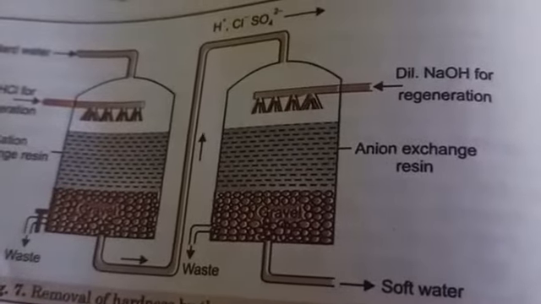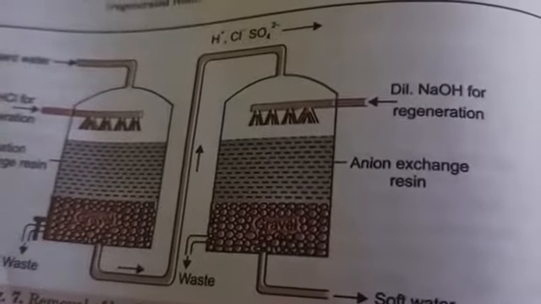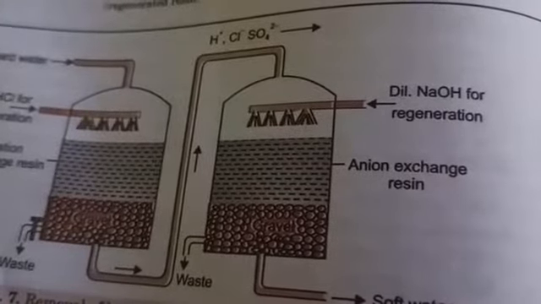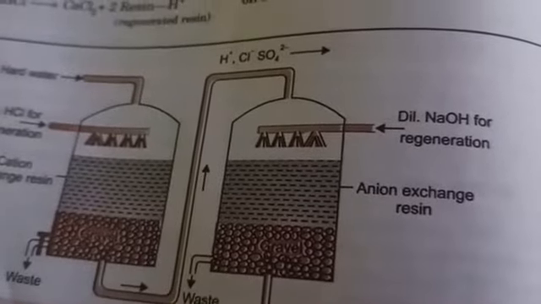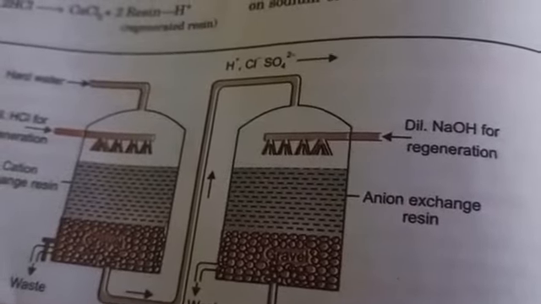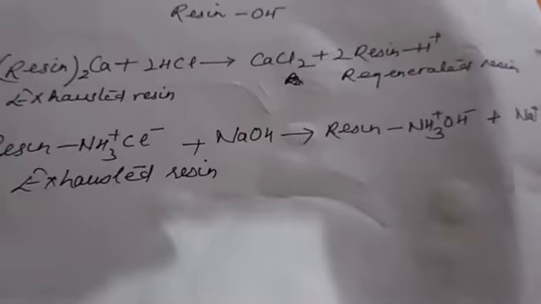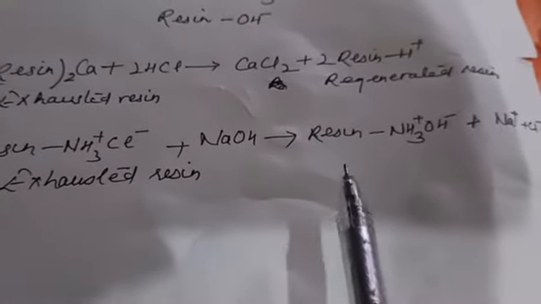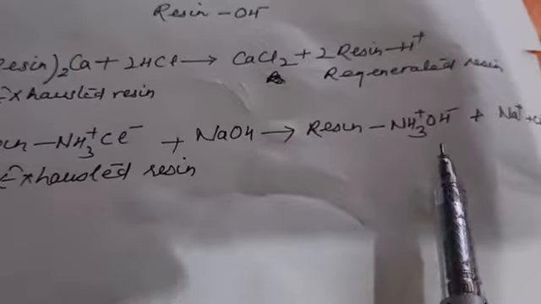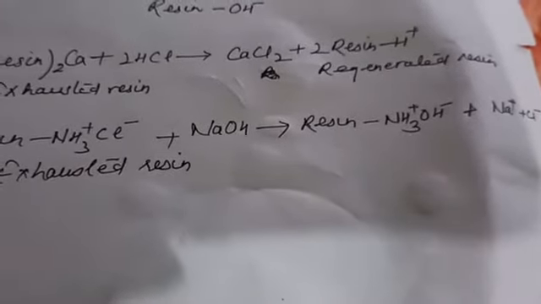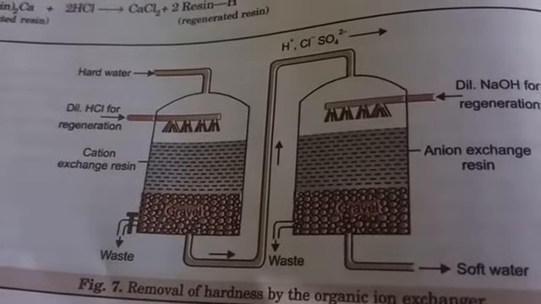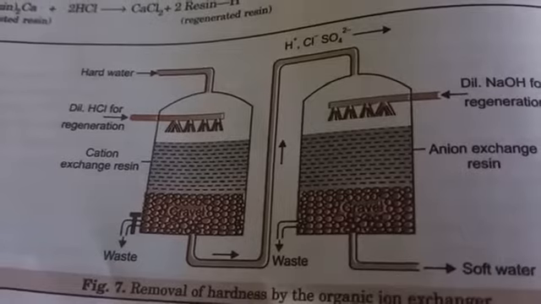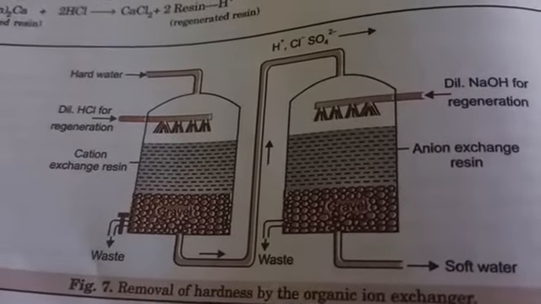In the second tank, the exhausted resin, to be used again for softening, is treated with sodium hydroxide. Exhausted resin when it comes in contact with sodium hydroxide again forms anion resin. In this way, both cation as well as anion exchangers are ready for the softening of hardness of water.